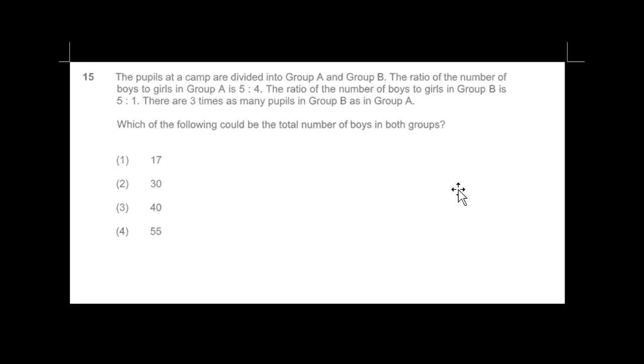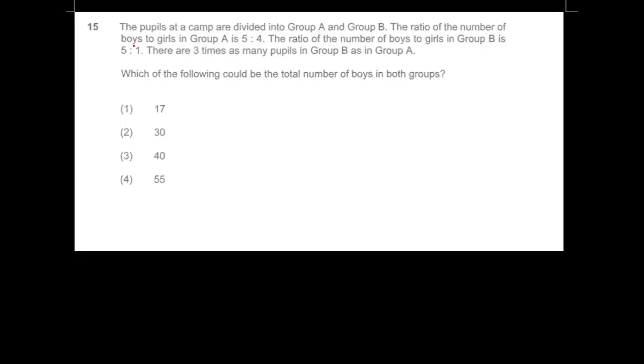Okay, this is the last question, question number 15. Alright, now let's look at question number 15, which is a ratio problem. The pupils at the camp are divided into group A and group B. So there's A and B. The ratio of the number of boys to girls in group A is 5:4. The ratio of the number of boys to girls in group B is 5:1.